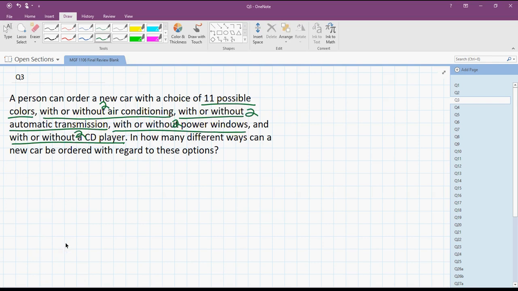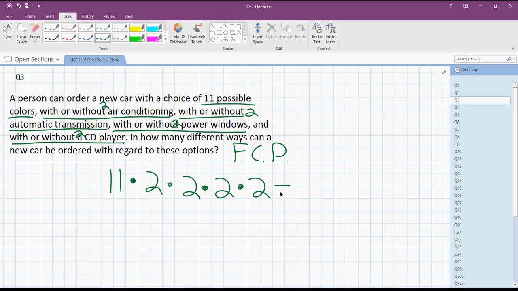So, just like what Brandon said, we're going to take 11 times 2 times 2 times 2 times 2. Because the 11 represents the colors, the first 2 is the air conditioning, the second 2 is the transmission, the third 2 is the power windows, and the fourth 2 is the CD. Again, this is still the fundamental counting principle because we have different items we're choosing from. And Brandon, you said, what was the answer again? 176 different new car options. Okay?